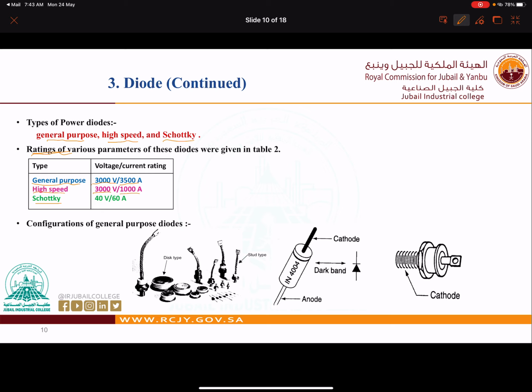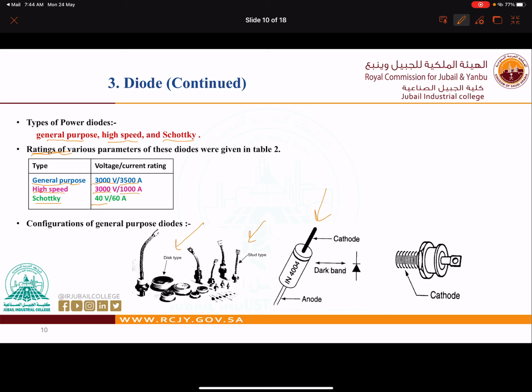Schottky power diodes. This is the name of the application. It reaches 40 volts and 60 amperes, and we have many types. As you can see here, we have many configurations, like the disk type, the stud type, and this type with a dark band, which is for the diode.